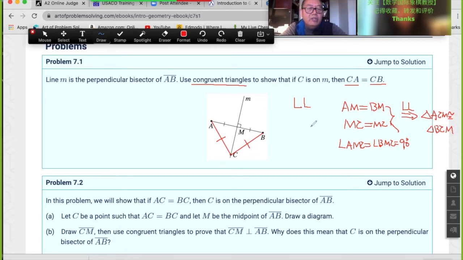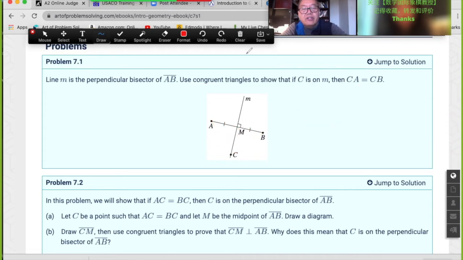Another way, you can also use SAS for general triangles to prove these two triangles are congruent. Because AM equals BM, then this angle equals this angle. This side is shared. So you combine these three together, then you use SAS. Then you got these two triangles are congruent. Then AC equals BC. Okay, very good.